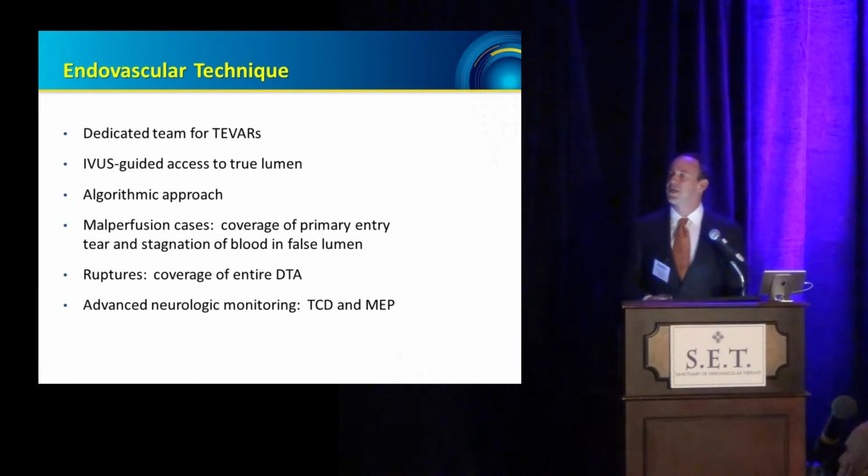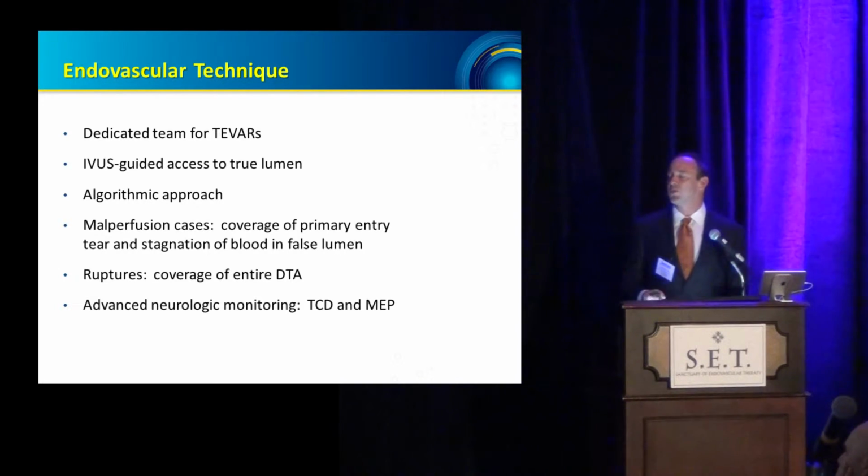We have a dedicated team. We do it as a team of both cardiothoracic surgeons as well as vascular surgeons. We tend to use a lot of IVUS, so we really can, number one, limit the amount of contrast that we have to give. We limit the amount of radiation as well to the patient, as well as to ourselves.